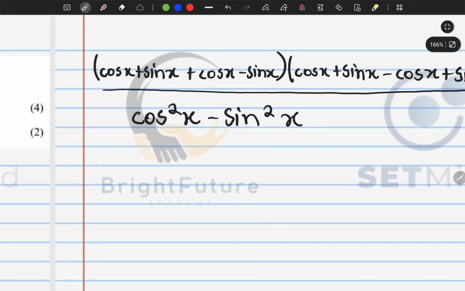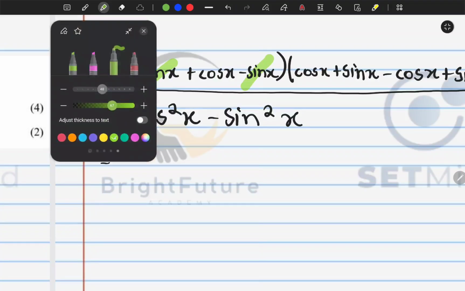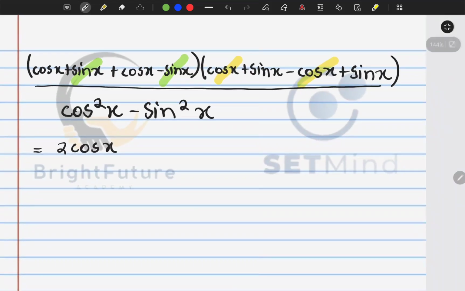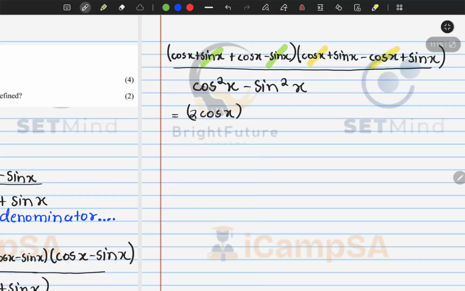So let's look at the numerator. So on the numerator, you will see that there's terms that are going to cancel. So sine and sine will cancel on this bracket, and cos and cos will cancel. So we'll end up being left with, if you observe carefully, 2 cos of x, and that will multiply sine and sine. So we'll have 2 sine of x. And if you observe carefully, this is divided by cos squared x minus sine squared x.